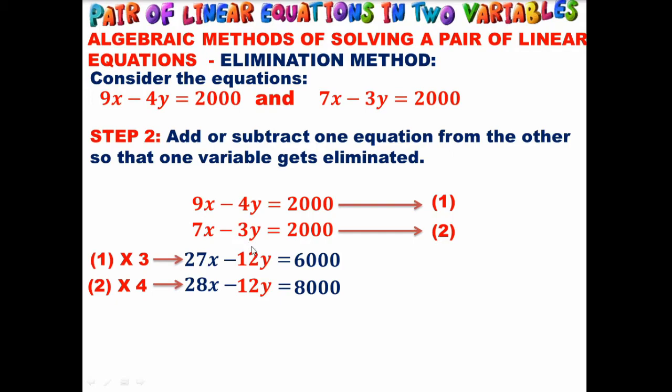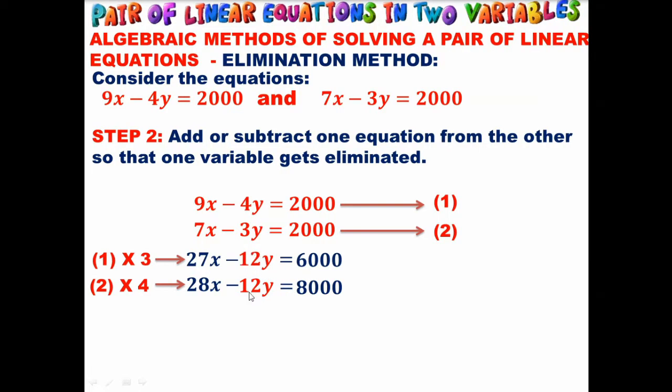So how to eliminate y? See, you have the coefficient of y to be 12 in both the cases, isn't it? So you can add both the equations or subtract both the equations so that this y gets eliminated. If the coefficients of the variable are of the same sign, you choose to subtract the two equations. If they are of different signs, you add the two equations, right?